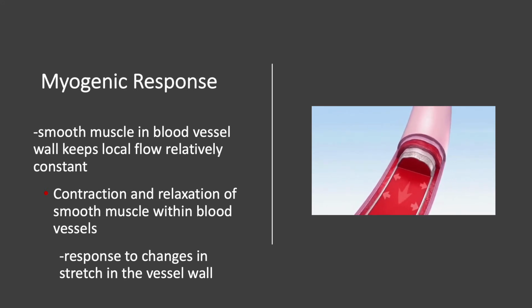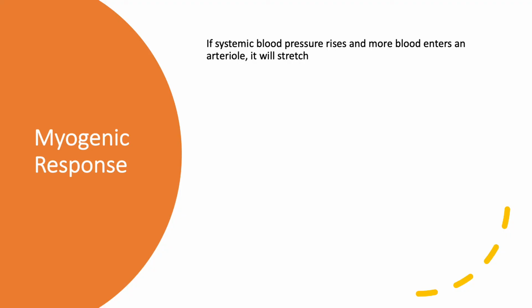So we talked about being excited or relaxing. Predominantly here we're going to be talking about small arteries and arterioles where we see this myogenic response occur. Let's look at a scenario involving the myogenic response. So let's talk about a sympathetic response here.